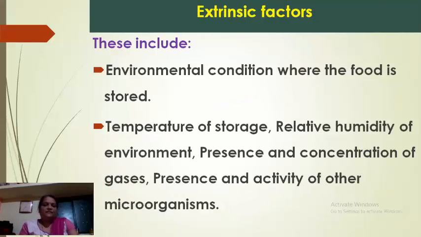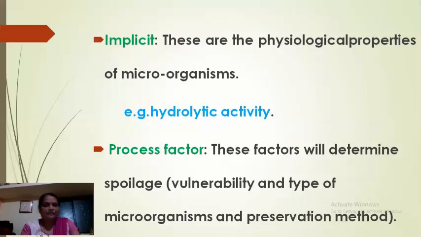Now there are some factors that are not associated with the food themselves, but these are associated with the environmental conditions where the food is stored. Such factors are called as extrinsic factors. The extrinsic factors include environmental conditions where the food is stored. Now, what are such different environmental conditions? The temperature of storage, the relative humidity of the environment where the food is stored, presence and concentration of different gases, presence and activity of other microorganisms in the food. These are the extrinsic factors.